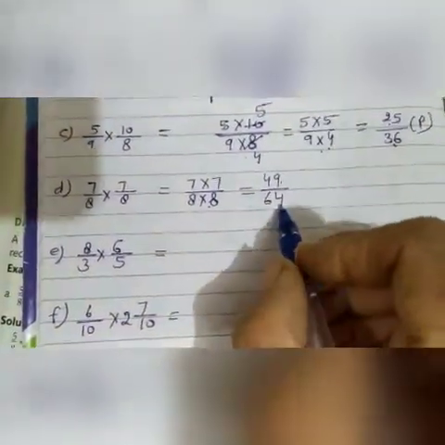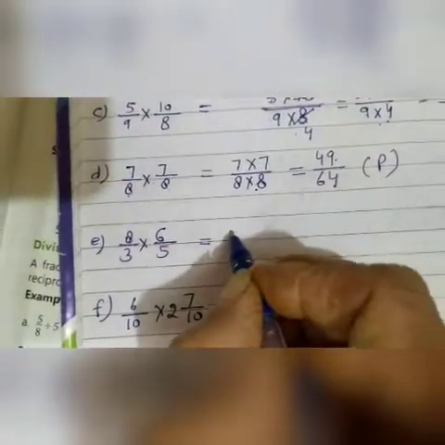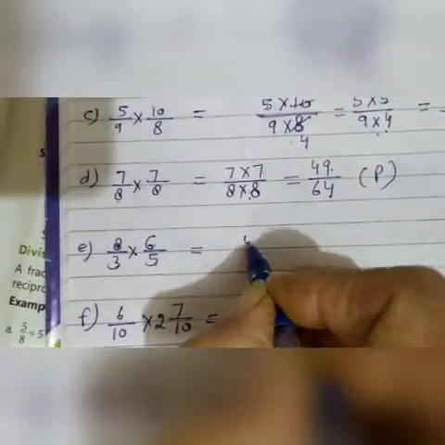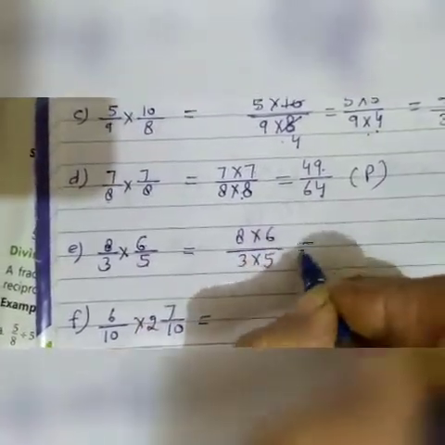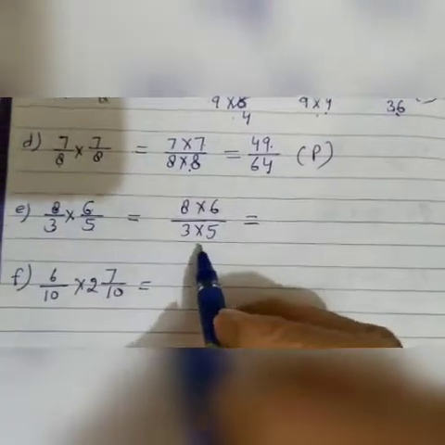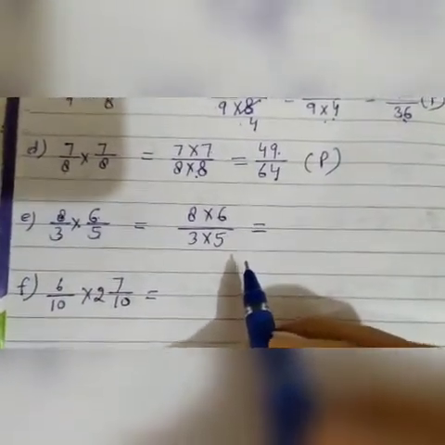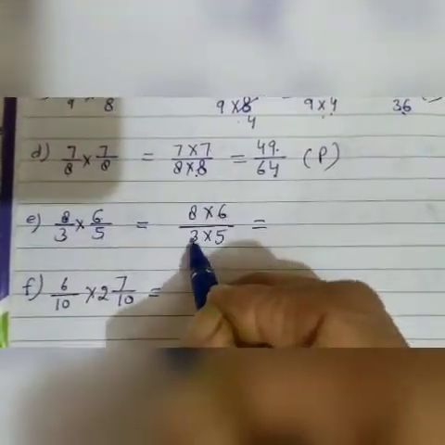49 upon 64. This is also a proper fraction. Next, 8 upon 3 multiplied by 6 upon 5. So 8 multiplied by 6 upon 3 multiplied by 5. Students, check whether simplification is possible or not. Yes, simplification is possible because we can simplify 3 and 6.